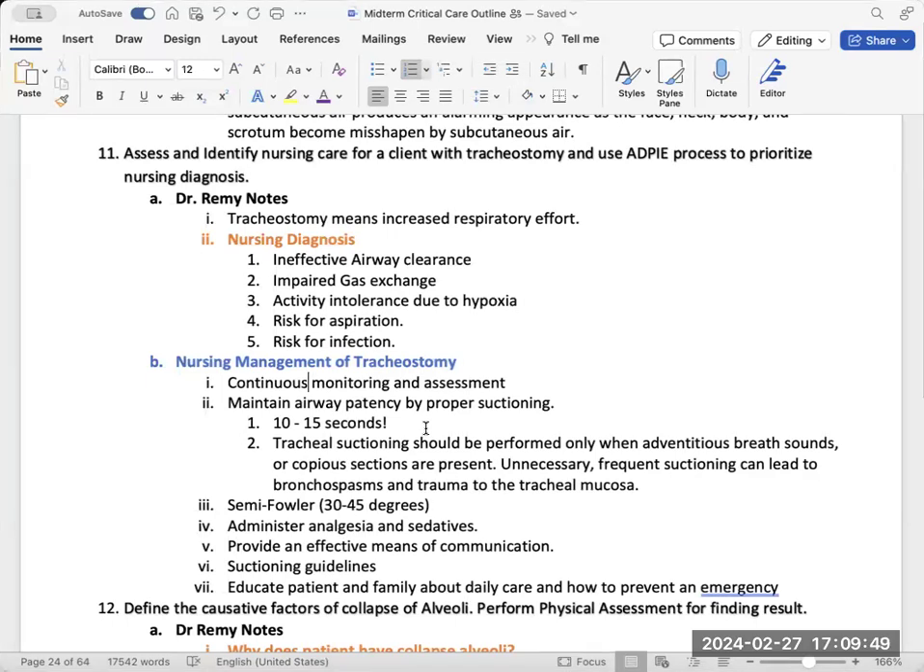So even if I saw a question, like, what sorts of nursing diagnoses, the one to prioritize. I think this is just going to be a prioritization question, and it would be a one-answer question. But it says use the ADPI process to prioritize nursing diagnosis. It's obviously going to be ineffective airway clearance. That's going to be our most important priority, superseding all of these other ones. But like I said, other ones include impaired gas exchange, activity intolerance, hypoxia, risk for aspiration, and risk for infection.